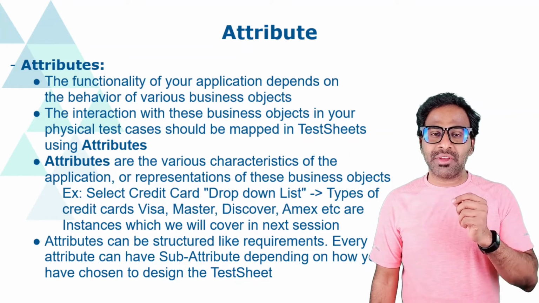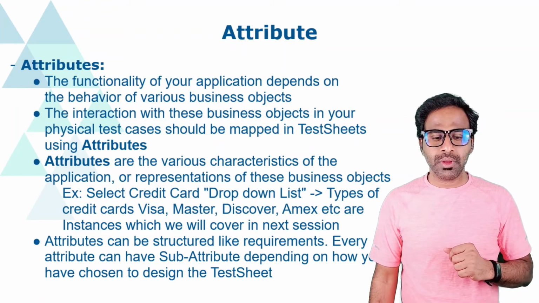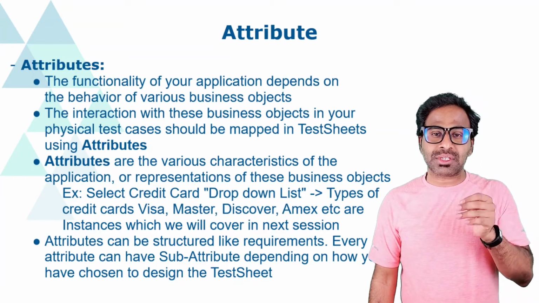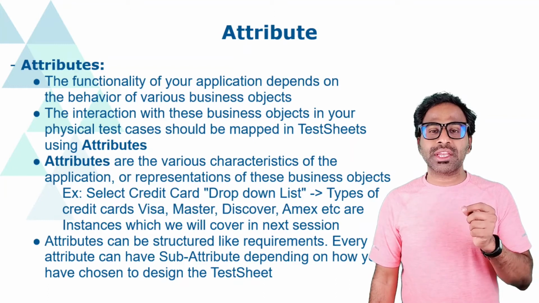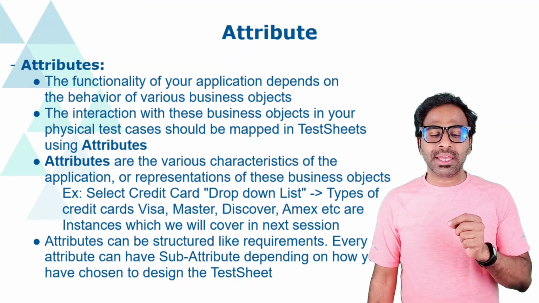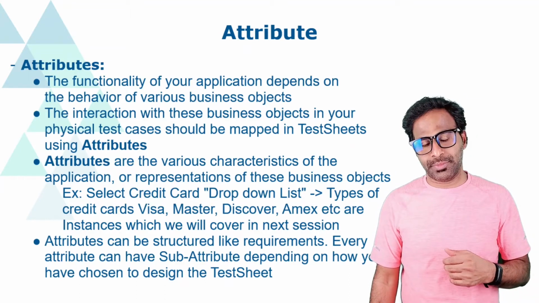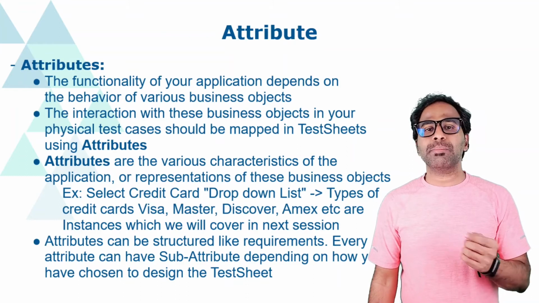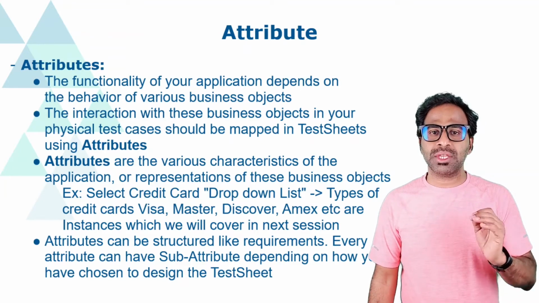So attributes are various characteristics of your application or representations of these business objects. And attributes can be structured like requirements. So when you are creating attributes, you can follow the requirement structure. Every attribute can have sub attributes, depending upon how you have chosen to design the test sheet. So basically you can create multiple attributes within an attribute, which are called sub attributes. That depends upon how you want to design your test sheet. Okay, hope you understand the basic concept of attribute.